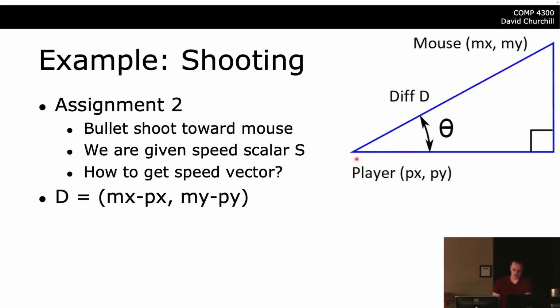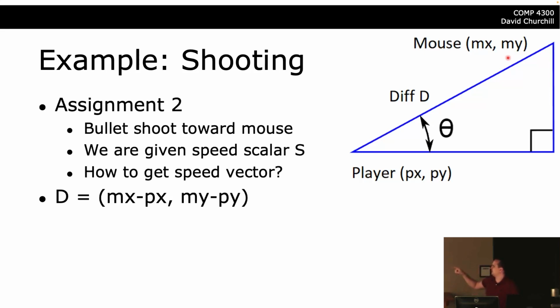So first, what I'm going to do is I'm going to take the distance from where I clicked the mouse and subtract the player's position from where I clicked the mouse. So I get the mouse x minus the player x, mouse y minus the player y. What that gives me is this difference d. Now, you might say, okay, just update it by d. But that's not what we want to do. We don't want the bullet to instantly teleport to where we clicked the mouse. The bullet should travel at the speed specified.